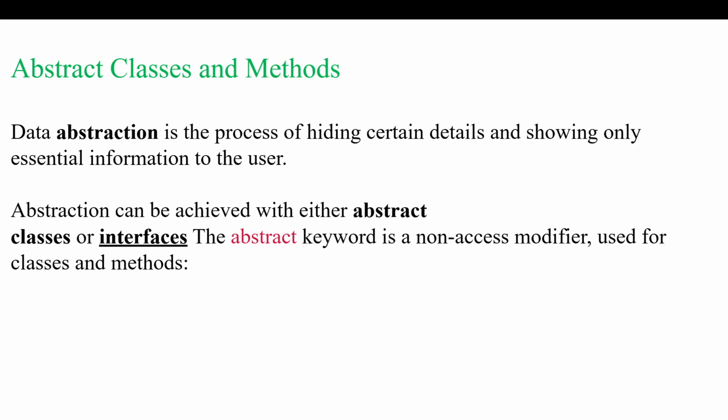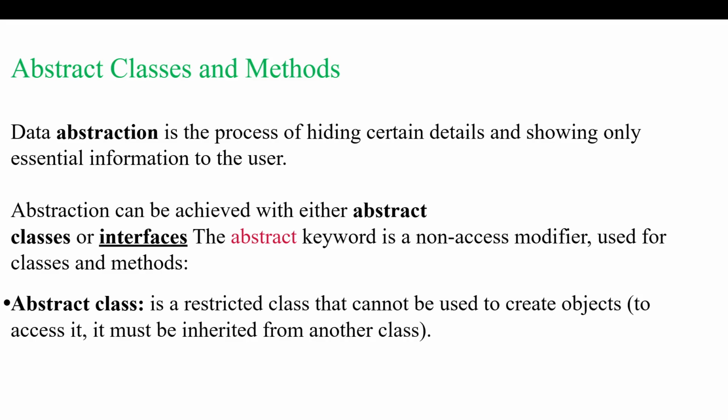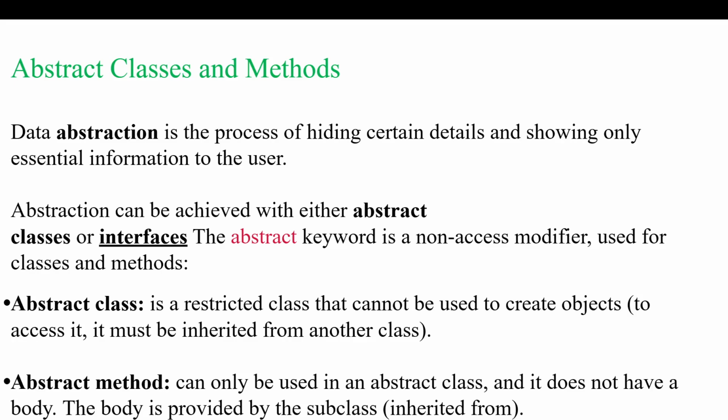So once the abstract keyword is used, it is restricted to create an object. If you define an abstract class, it is a restricted class that cannot be used to create an object. If you want to access that class's members, it must be inherited from another class. So with the help of inheritance only, you can access the methods and fields of that abstract class. We can't create an object directly.